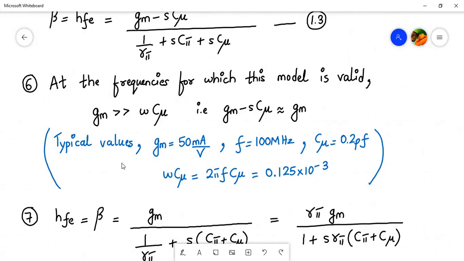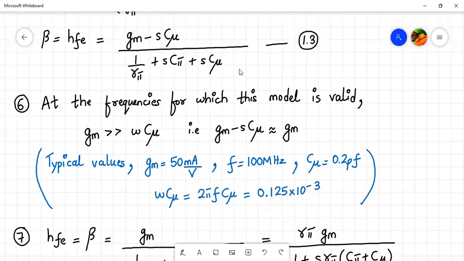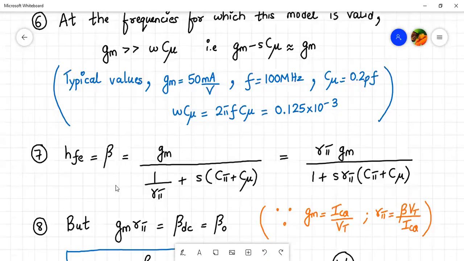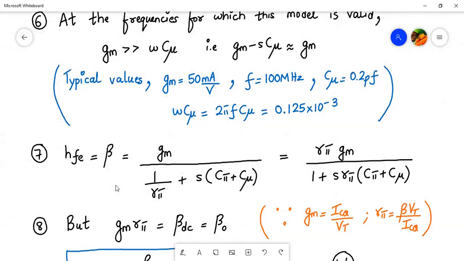Therefore, omega Cμ, which will be 2π f into Cμ, will be around 0.125 milli, which is quite less as compared to gm. So therefore, we can assume that gm is much, much greater than omega Cμ, right? So we can rewrite this expression number 1.3 as follows. So hfe will be equal to beta, which will be equal to gm upon 1 upon rπ plus s into (Cπ plus Cμ), right?